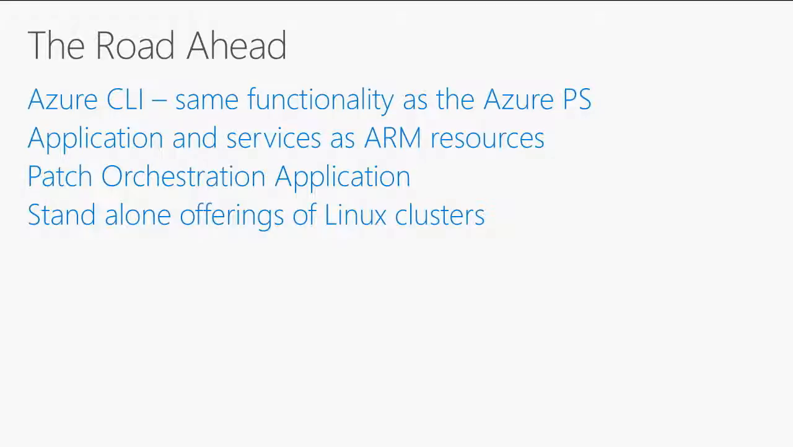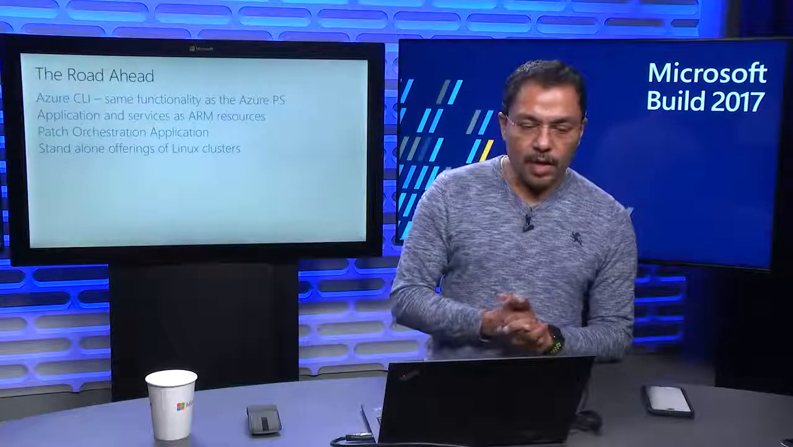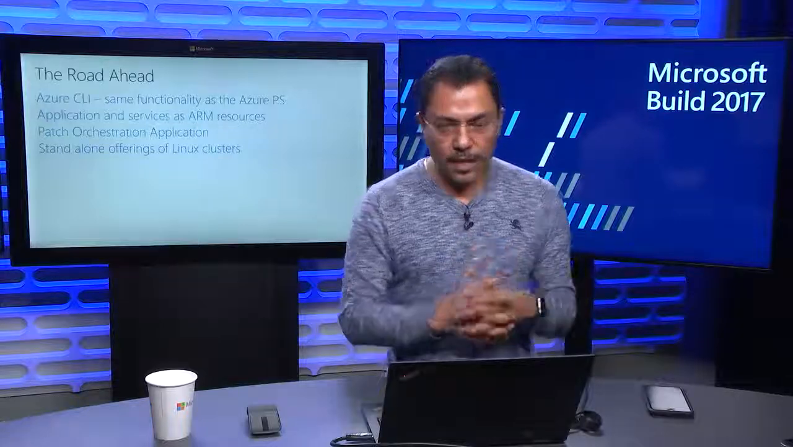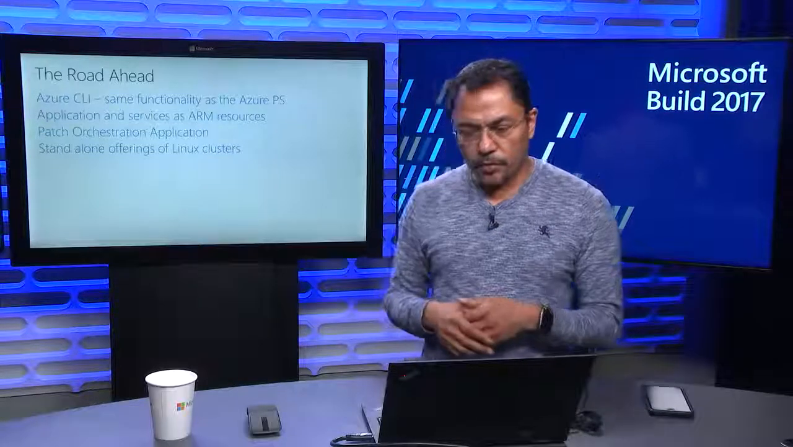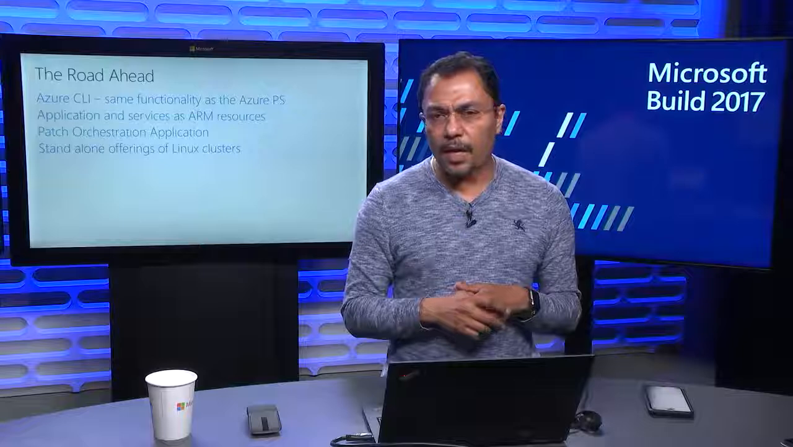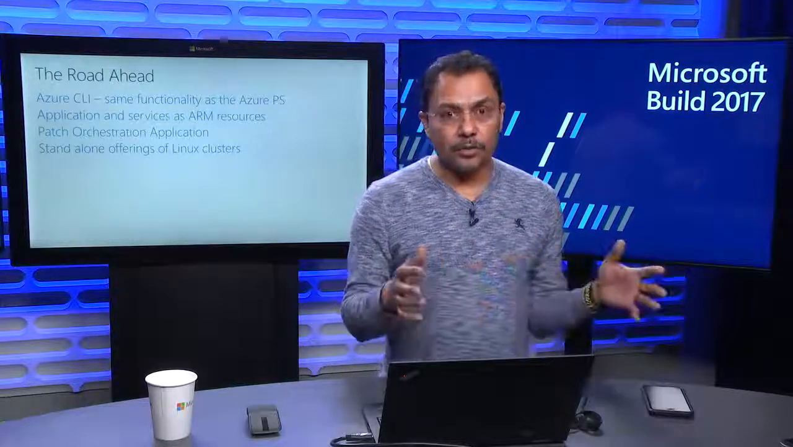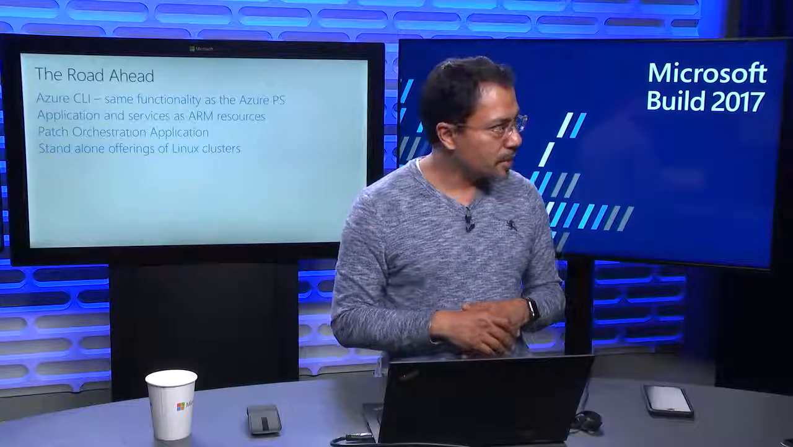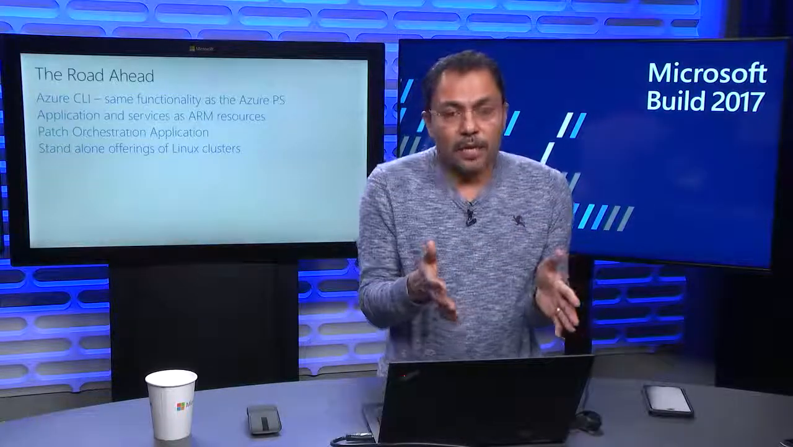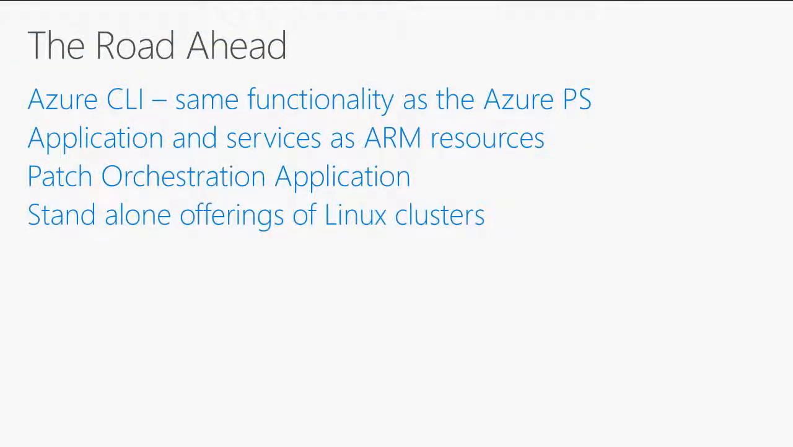So, road ahead. Very excited to announce that we will also have the Azure CLI. This will have the same functionality as Azure PowerShell. That's something which will be coming out pretty soon, maybe in the June timeframe. Application services as ARM resources. This is something which all of our customers have asked multiple times. This allows you to do some RBAC functionality and so forth, and then you can use application services as ARM resources deployed using PowerShell, using the portal as well.